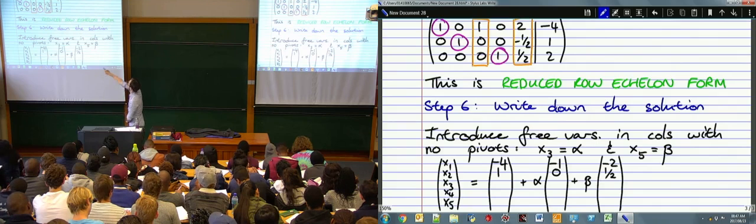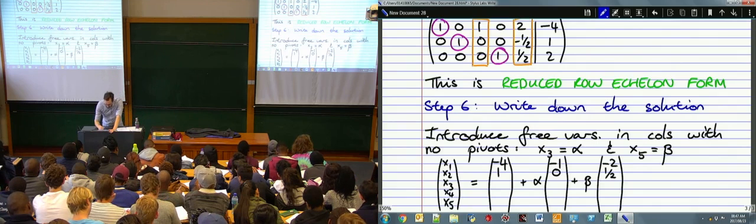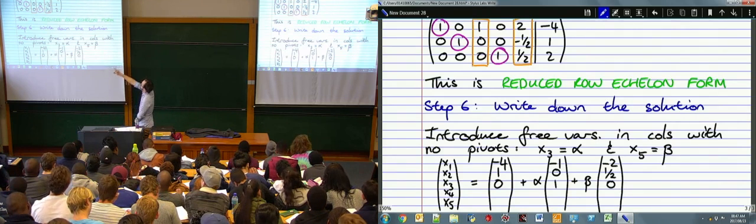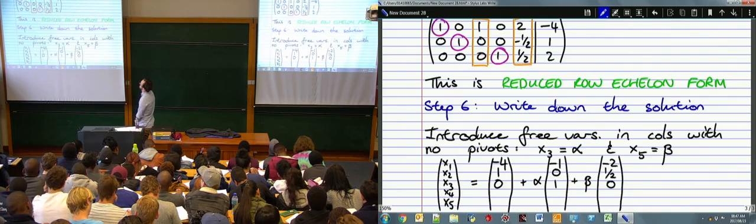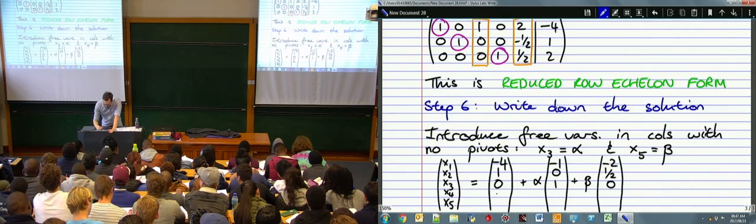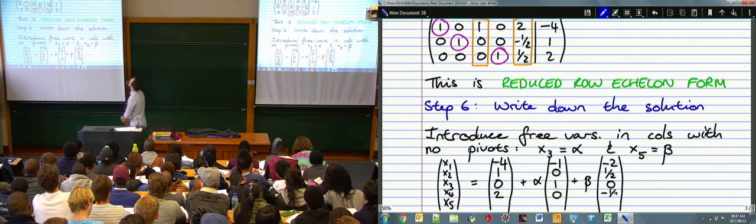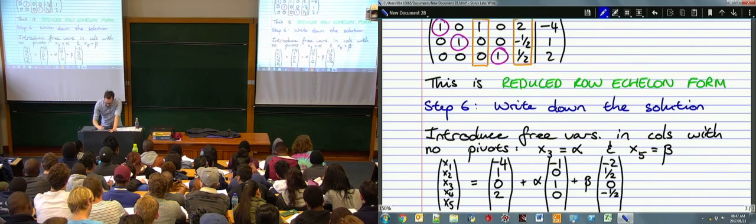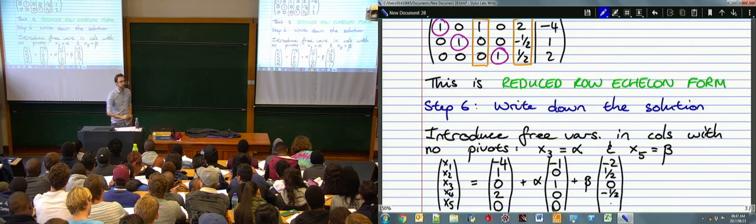Then the next row, x3 was free. We said x3 was just equal to alpha. So x3 is just equal to alpha. x4: if we look at the third row of the matrix, it says x4 plus a half beta is equal to 2. So x4 must be equal to 2 minus a half beta. And then the last one, x5 is equal to beta. So x5 is 0 constants, 0 alphas, and a beta.